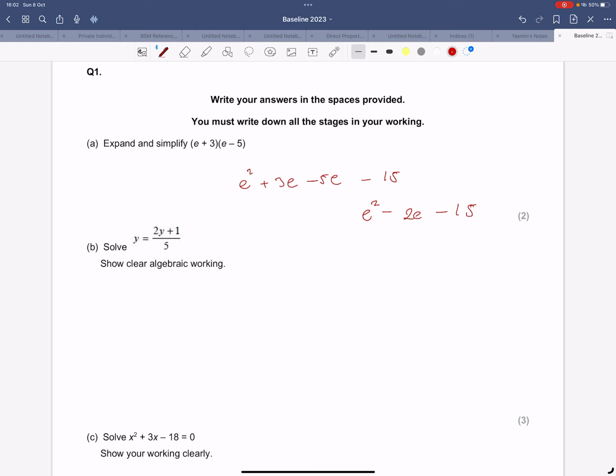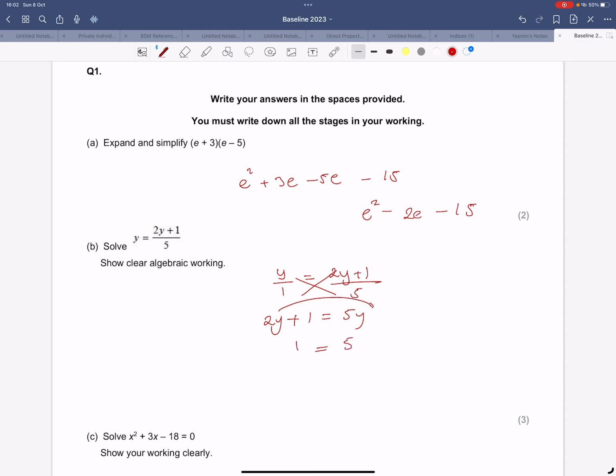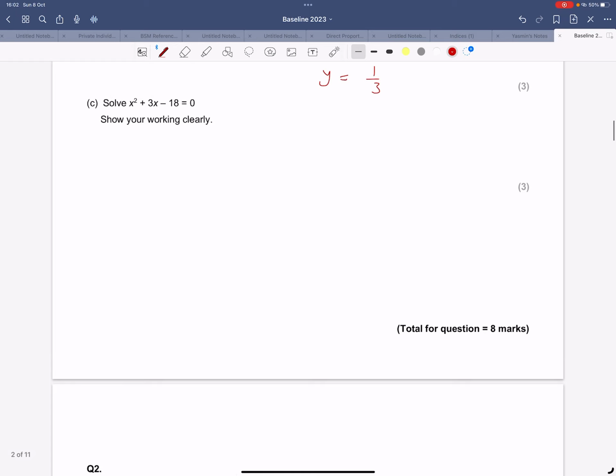It says show and solve straight away. You have a fraction over 1 equals 2y plus 1 over 5. Easy peasy, everyone should have got this right. 2y plus 1 equals 5y. Bring the y over, so 1 equals 5y minus 2y, therefore 1 equals 3y, therefore y must be equal to 1 over 3. Nice and easy one there.